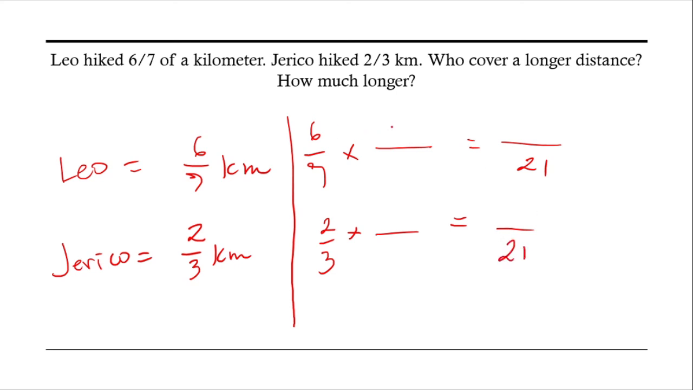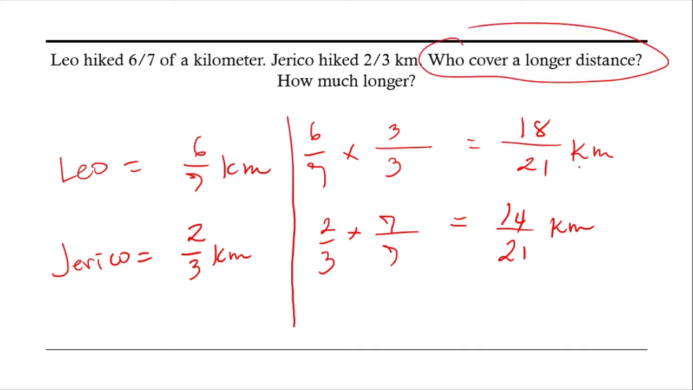Para maging 21, 3/3. So 6 times 3 is 18. And then 7/7, 14. So makikita natin, kitang-kita naman natin, 18 and 14. Ang tamang sagot sa who covered the longer distance, si Leo. And then, how much longer?